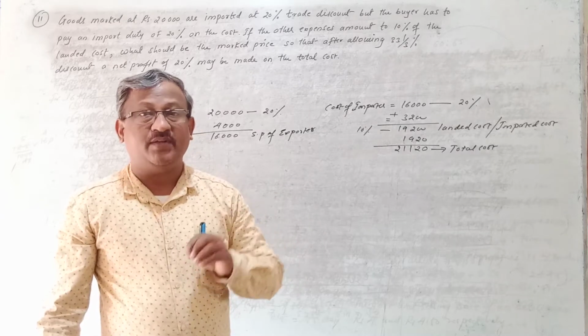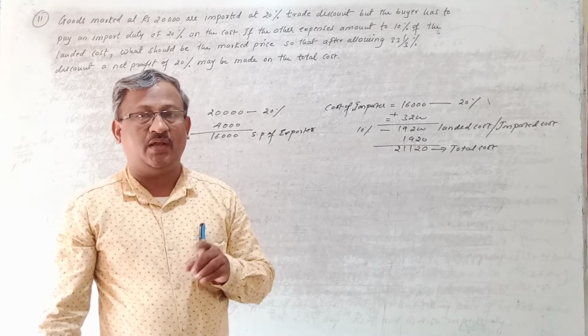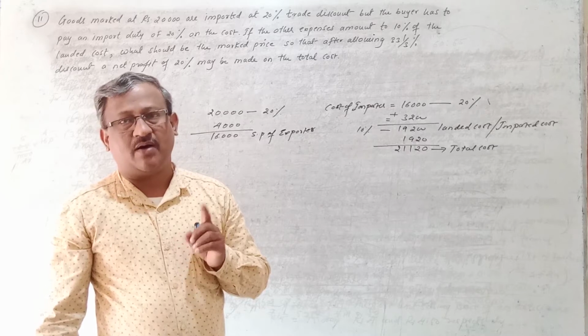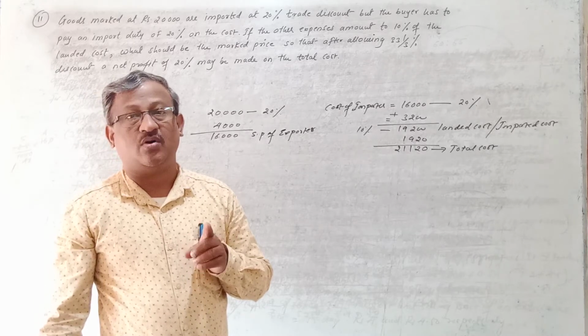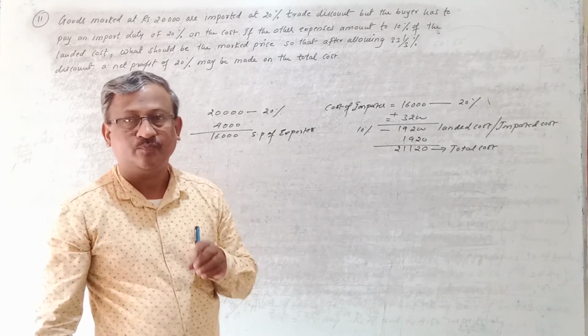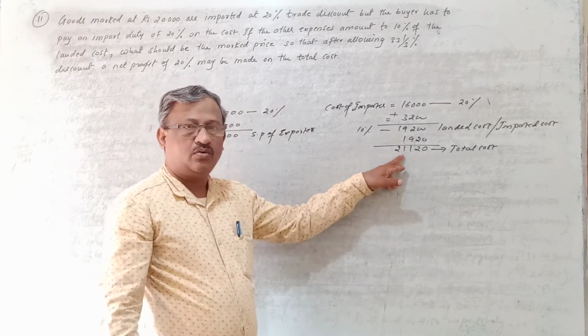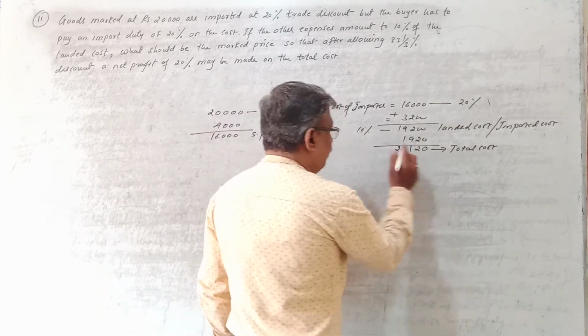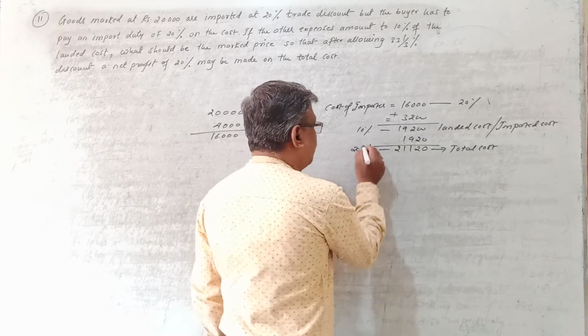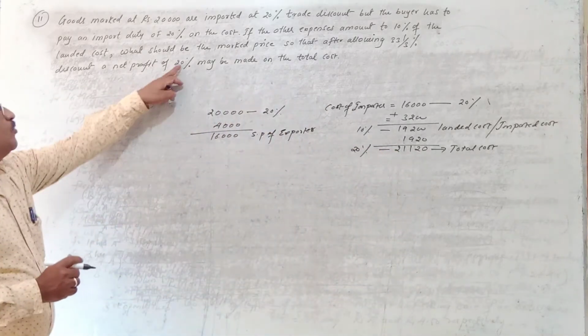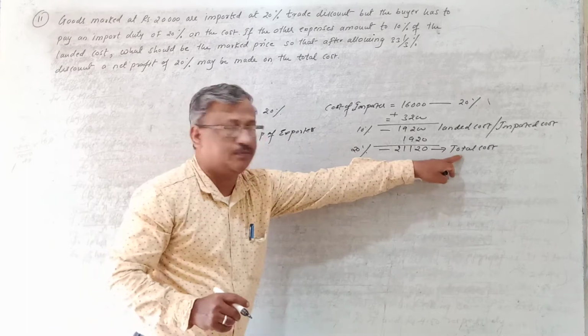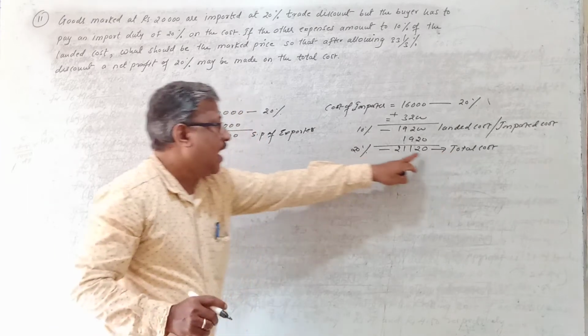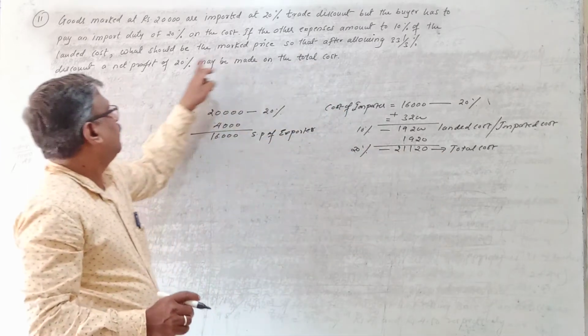So at what price does he have to mark his goods for sale? That mark price they have asked. They have asked to calculate what is the mark price of the importer. So we know the total cost of the importer, it is 21,120. On this, we know how much profit he wants. How much profit does he want? He wants 20% profit, because we know the total cost, right? 21,120, and on this total cost, he wants 20% profit.